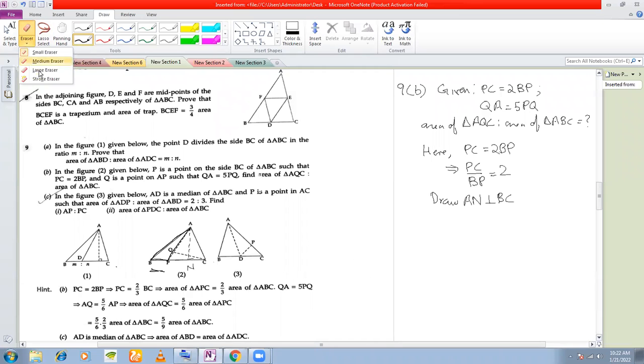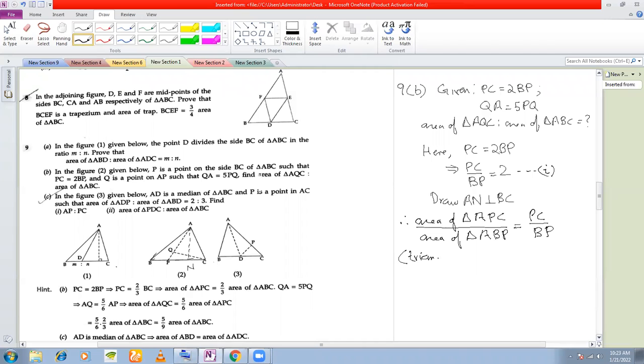Therefore these two triangles, triangle APC and triangle ABP, have the same altitude. In fact, the altitudes are equal, which is AN. That means the ratio of the areas must be equal to the ratio of the bases. So therefore, we can write, let us call this 1, area of triangle APC divided by area of triangle ABP must be equal to PC by BP.